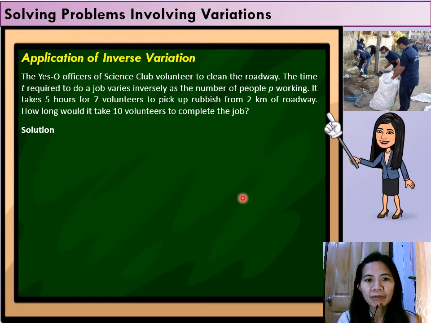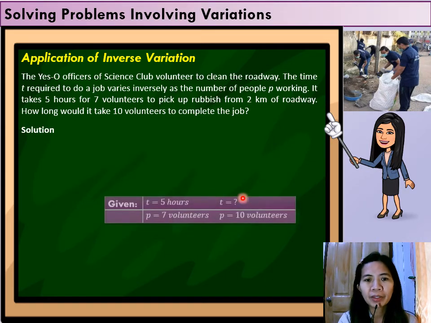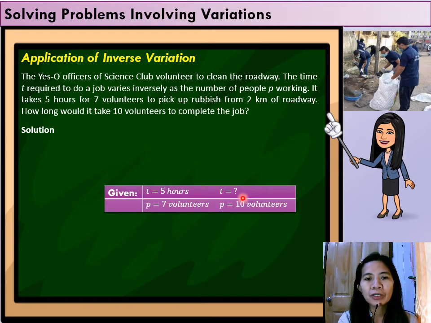So, we have here the solution. First, we are going to identify the given. It says here that it takes 5 hours for 7 volunteers to pick up rubbish. Now, what is asked is how long will it take for 10 volunteers to pick up the rubbish?